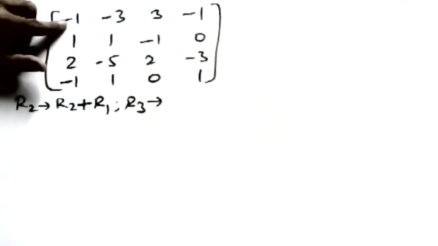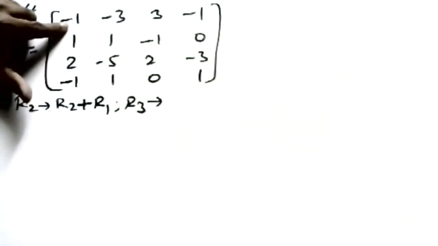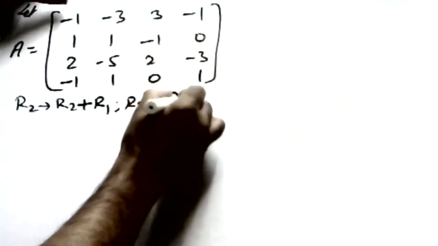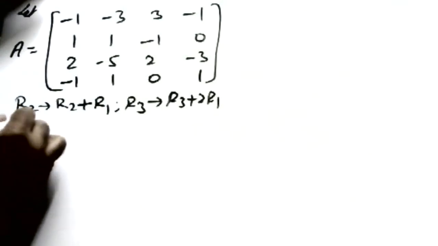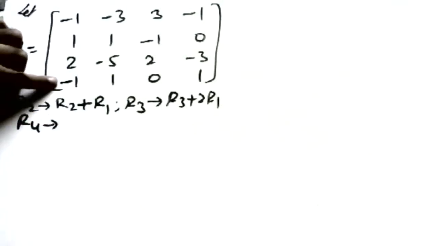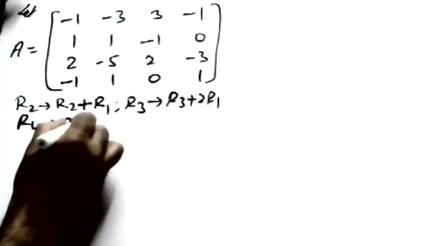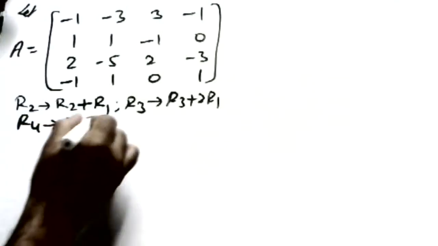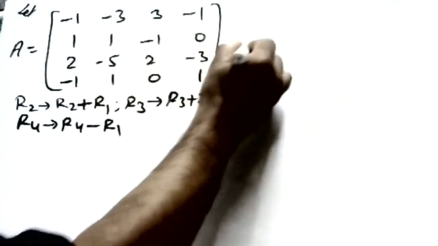Now R3 implies, now see here it is 2, it is 1, so multiply this with 2, R3 plus 2R1. And lastly, we are left with R4. R4 implies, you see this is minus 1, this is minus 1, so write R4 minus R1, minus of minus will become plus, so it becomes 0. R4 minus R1, again minus, it will become plus. Okay, this is the first step.